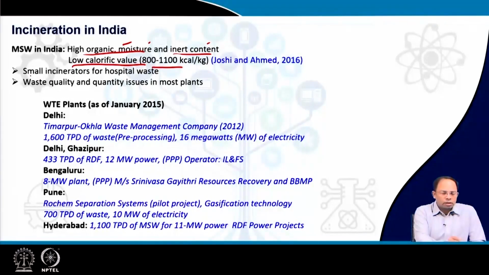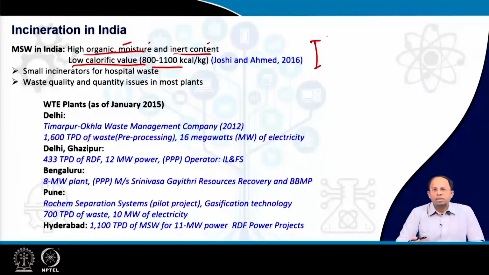In many cases we have seen the plants stop operation because we did not think about whether waste of proper quality and adequate quantity would be available. But small incinerators are set up in many parts of the country. Usually these deal with hospital waste, because this is a specialized waste that has to be dealt with, so incinerators have to be there as per rules. But in most plants, waste quality as well as quantity is the issue that we are facing in India.